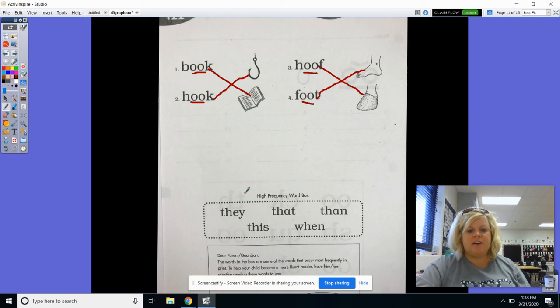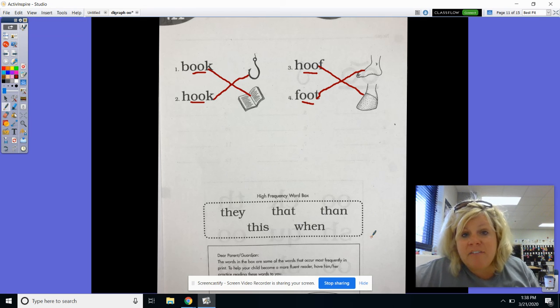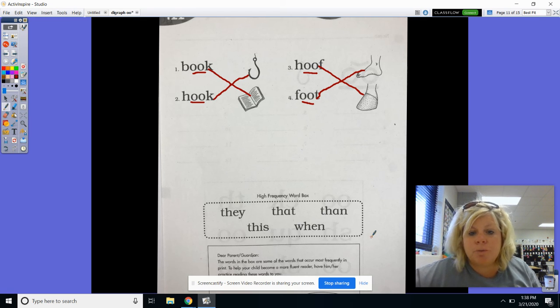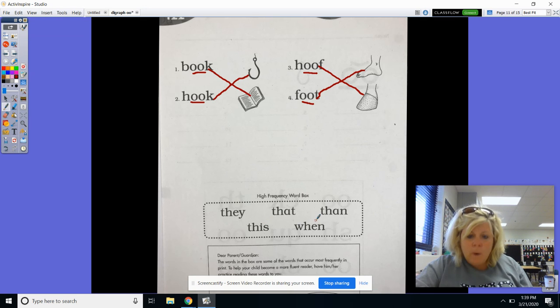Ooh, let's look down here at these very important high frequency words. Remember, our goal is to learn 100 by the end of the kindergarten year, but not us. We are going to push ourselves. We're going to learn as many as we possibly can. The more words we know, the more we can read and the more we can write. So here we go. Repeat after me as I point to these words. They, that, than, this, when. Let's do it again. They, that, than, this, when.